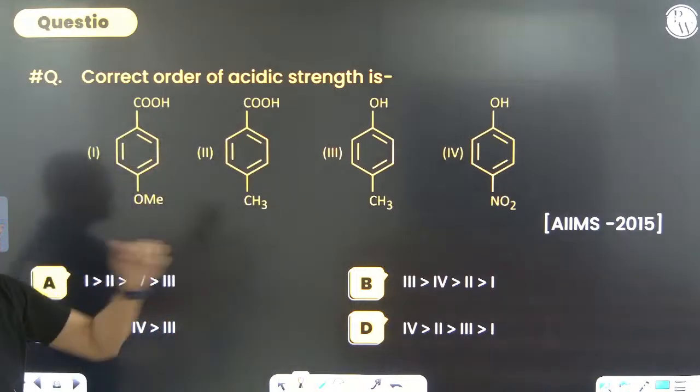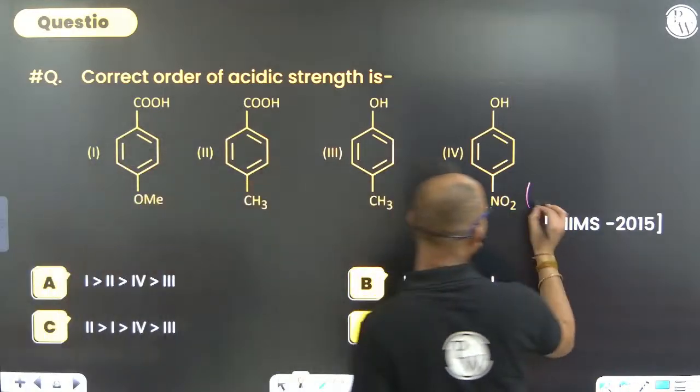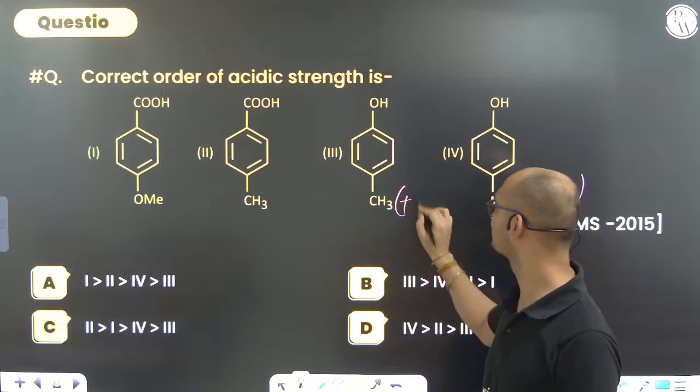Next, the correct order of acidic strength. What about these all? Can you see? Nitro will increase, minus M. What will it do? Plus M, decrease.